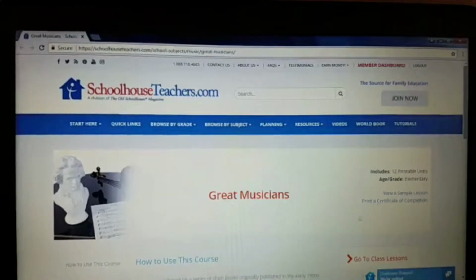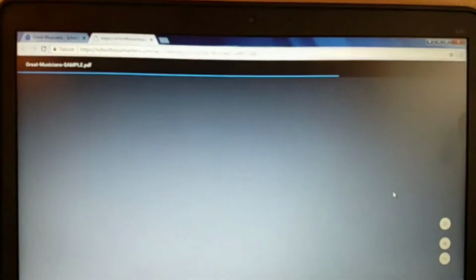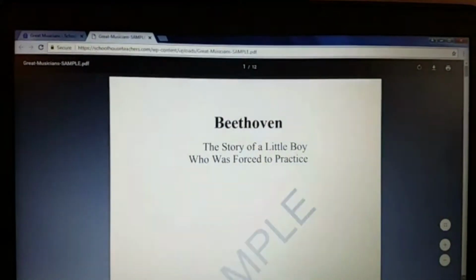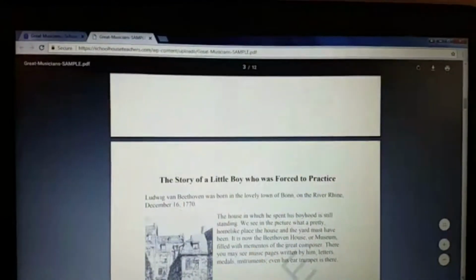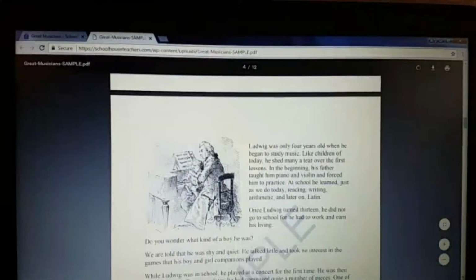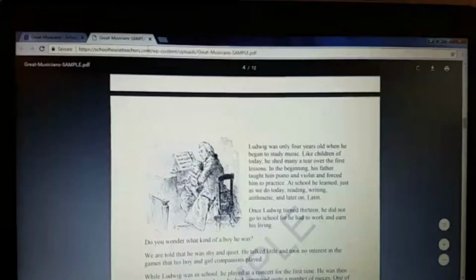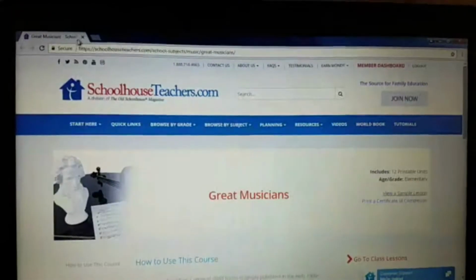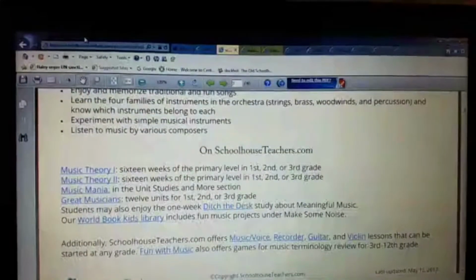And it tells me how to use the class. I'm going to view a sample lesson. It has 12 printable units. And here's the sample. It's about Beethoven, a little boy who was forced to practice. So it tells me right here all about Beethoven and some of his songs and how he wrote his songs and about his life. So that would be very interesting for a 1st grader.